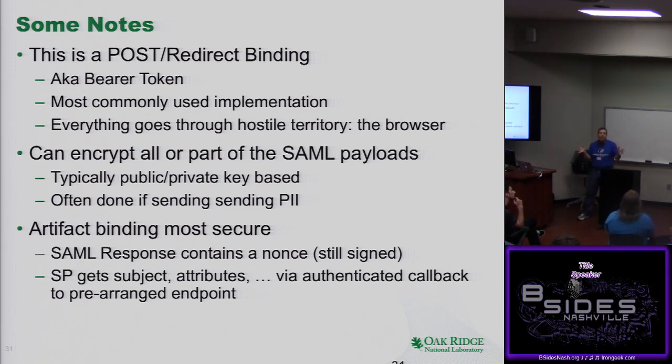If you noticed in my diagram, my identity provider was buried down in the internal network. There's a reason for that: in that particular configuration, my identity provider is not internet exposed. This is one of my means of protecting this asset, to only allow access from people who are legitimately on the ORNL network. It's one form of authentication into the service. So artifact binding is useful in some cases, but can't always be used.